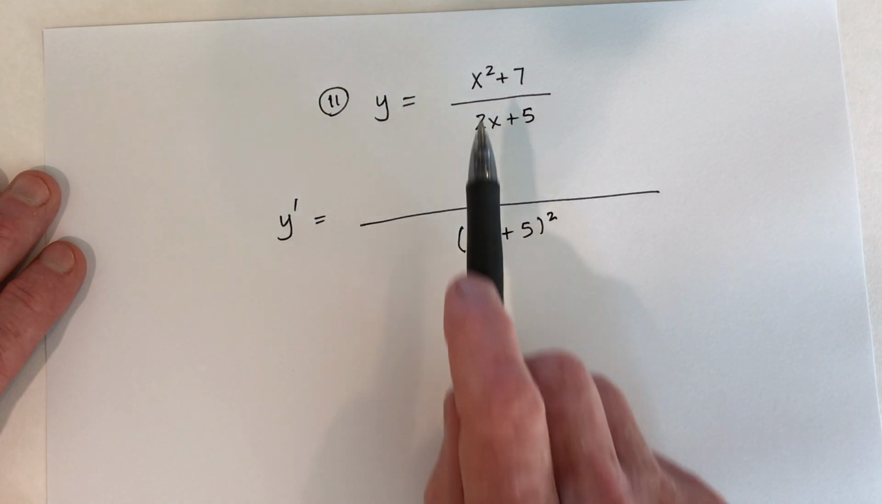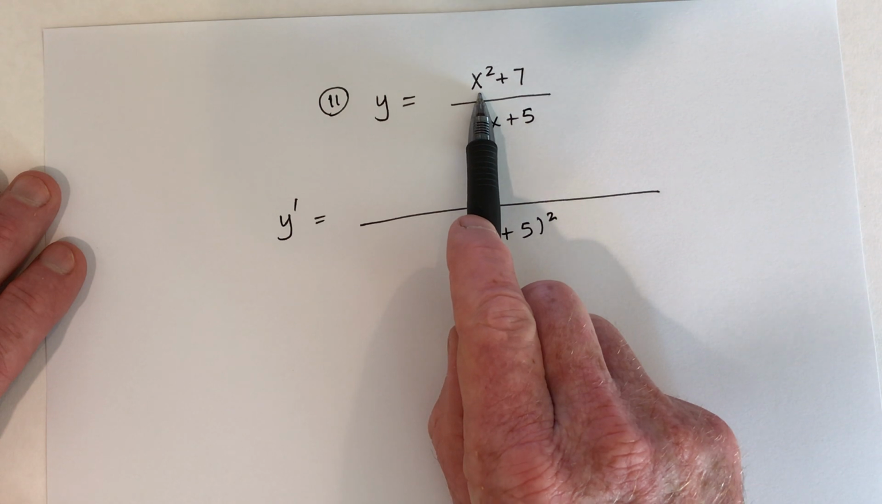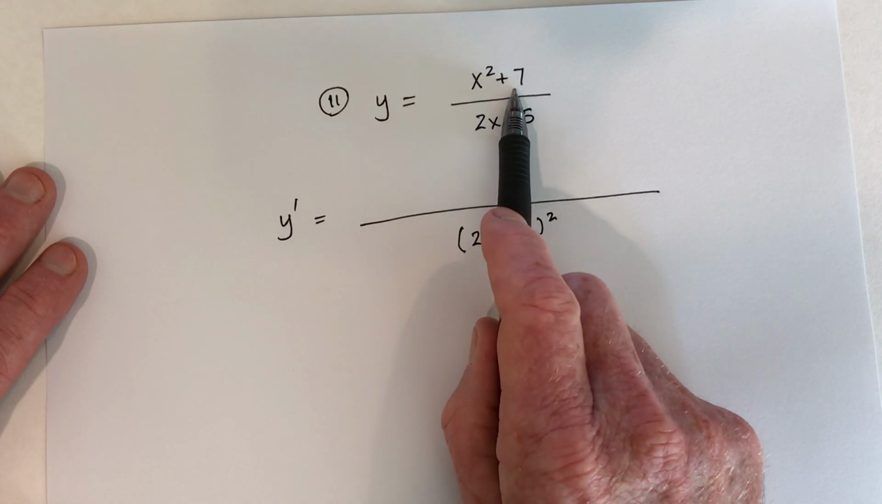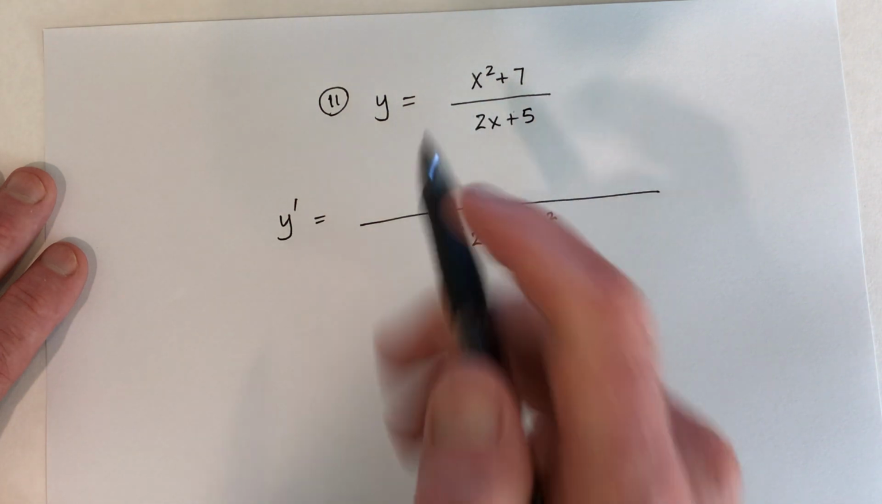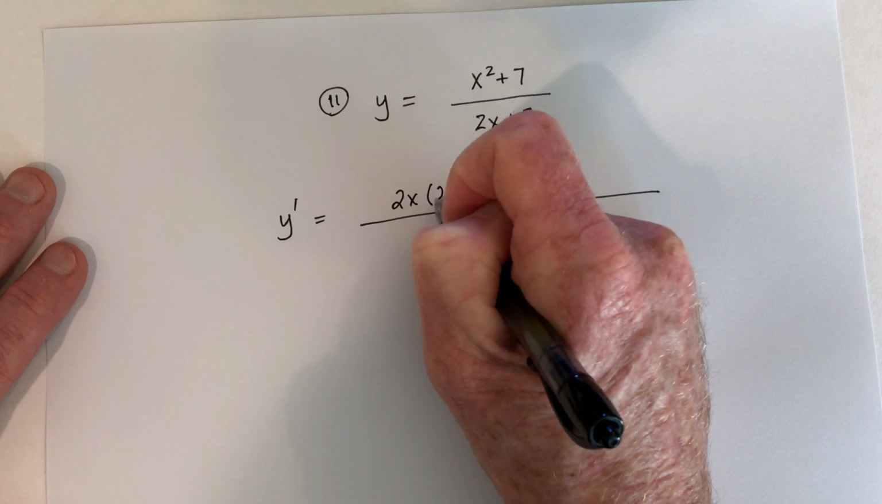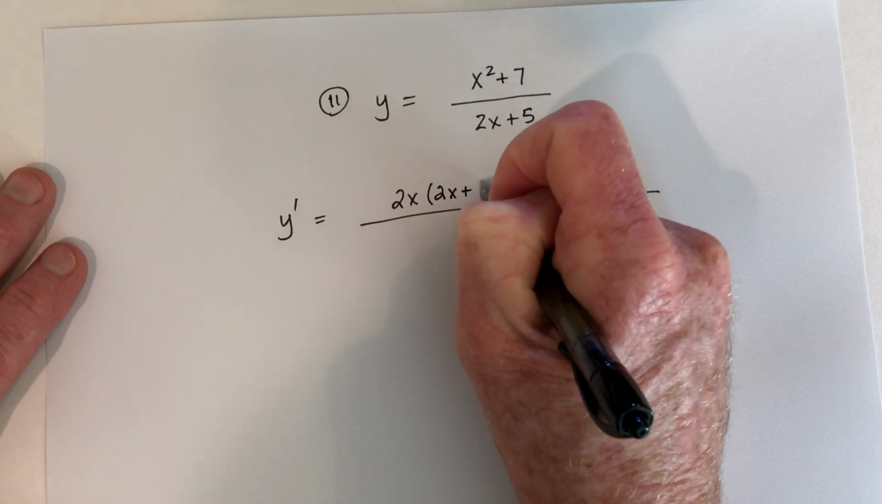And then for the top, you start on the top and take the derivative. Well, the derivative of x squared is 2x, and the derivative of 7 is 0. So that means all I have is a 2x. And whatever the bottom is, you just copy it down.